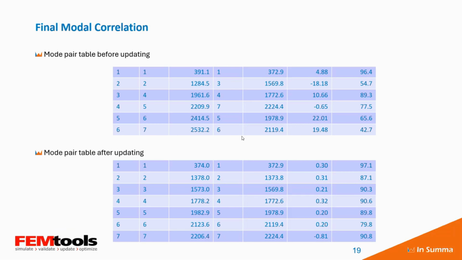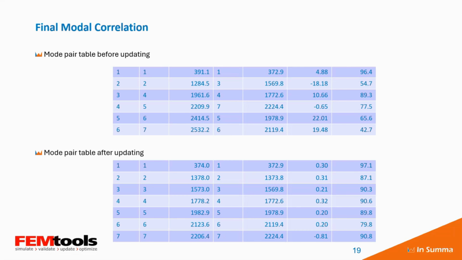So this is the frequency value. You see here the mode pair table before updating of this example. We have differences in terms of frequencies that are -18, which is an underestimation of the frequency, as well as +22, which is an overestimation. So this is challenging because it's not about a global scale factor that we need. For some modes we need to increase the frequency. For some we have to reduce.